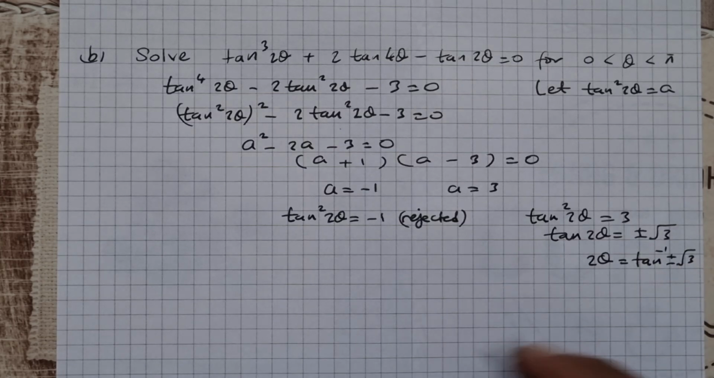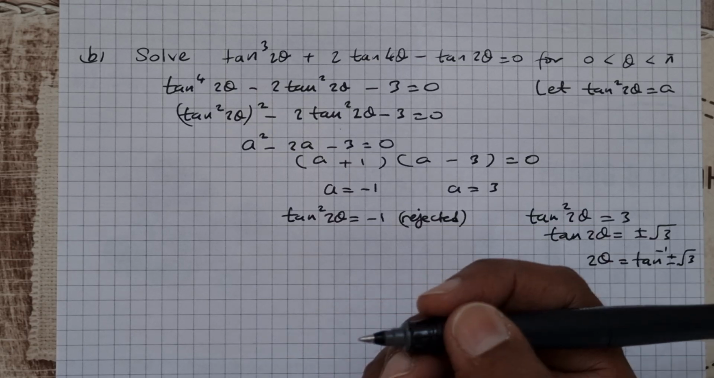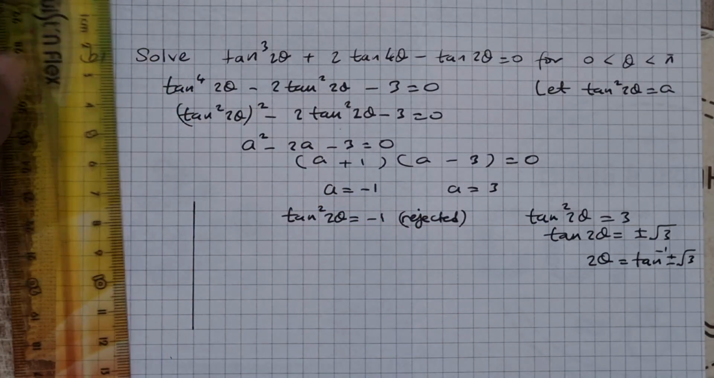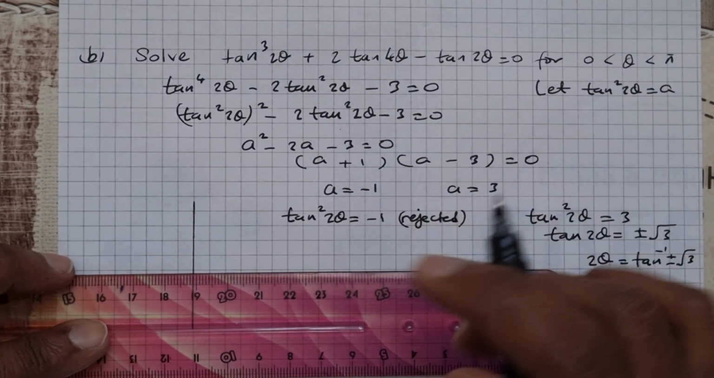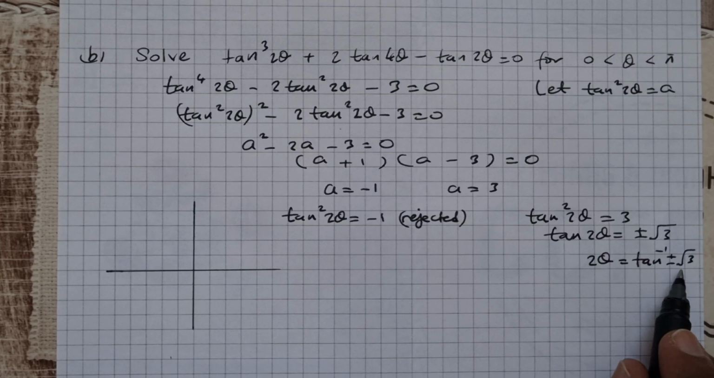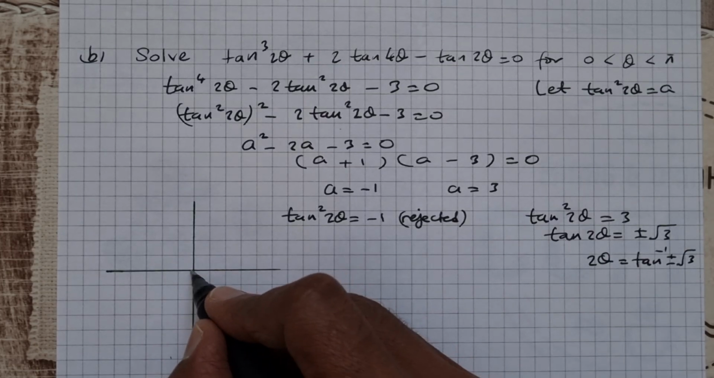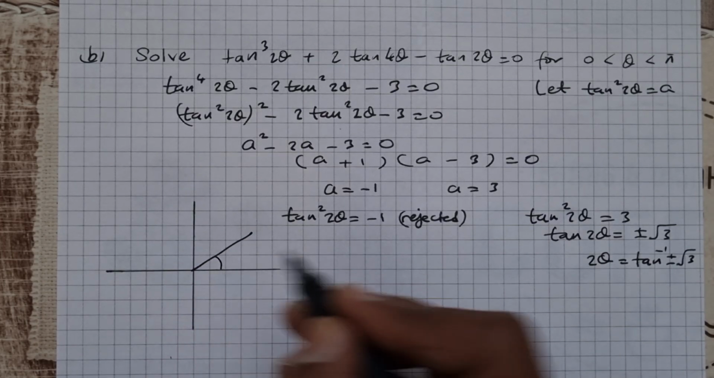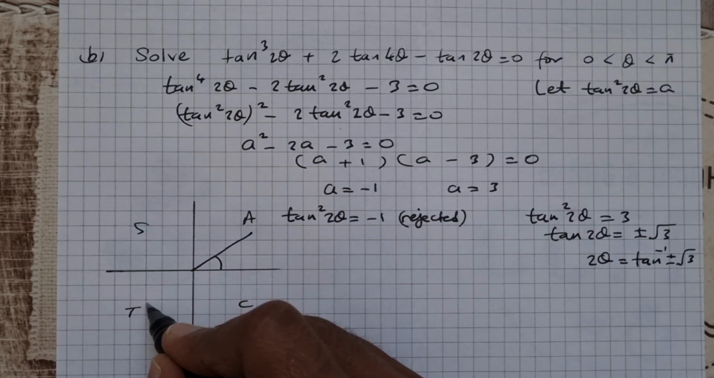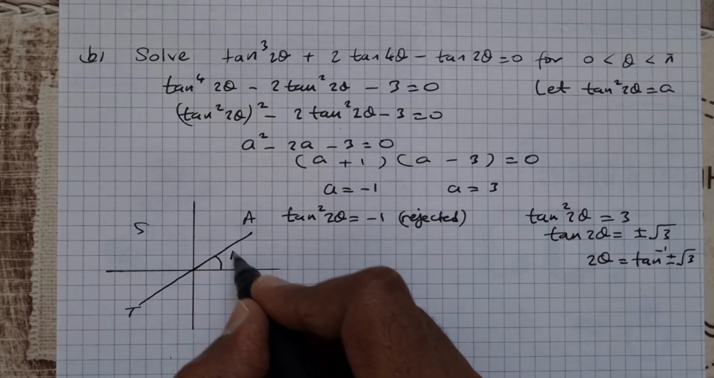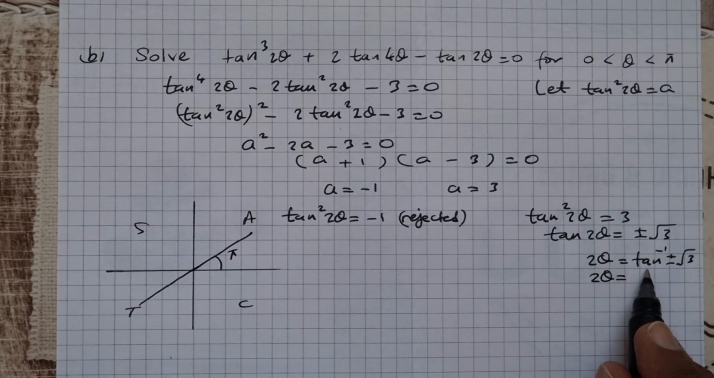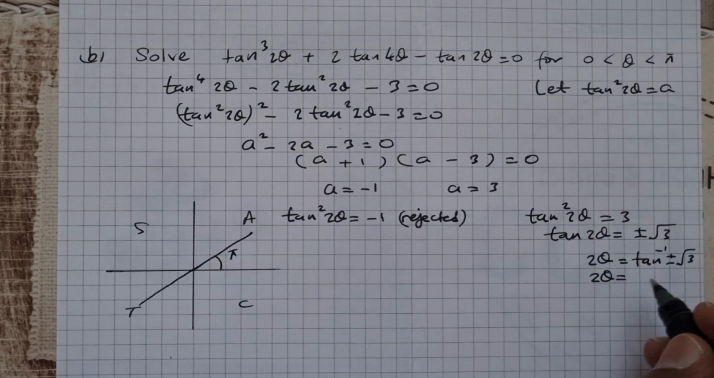So how do we deal with this? Let's take our ruler here and just draw something. So I'll have the positive angle first, so that's here. And the next one, I've got tan positive in this quadrant. This is now 2 theta is equal to, what is tan of plus or minus root 3? It is pi upon 3.